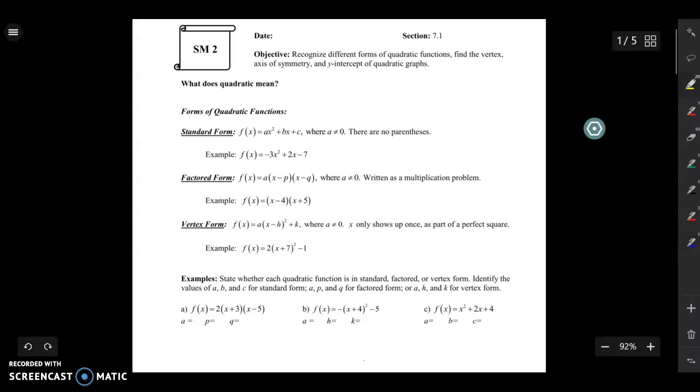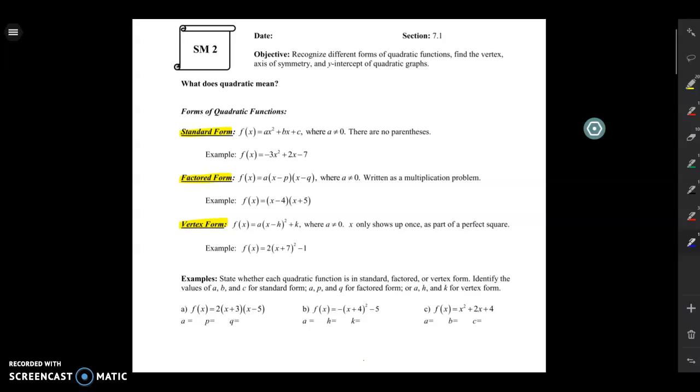We have three forms that we talked about in 7.0, which is standard form, factored form, and vertex form. And each of those forms looks a little bit different, and if you want a refresher on those, pop back and watch the video for 7.0.